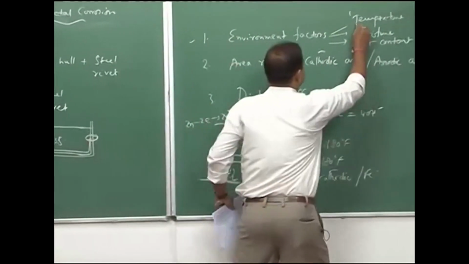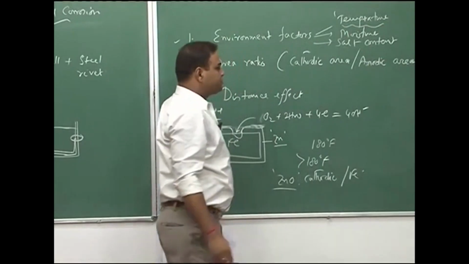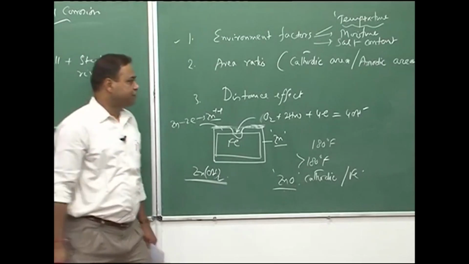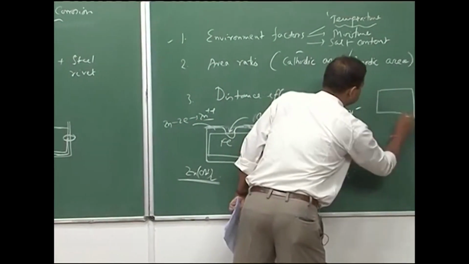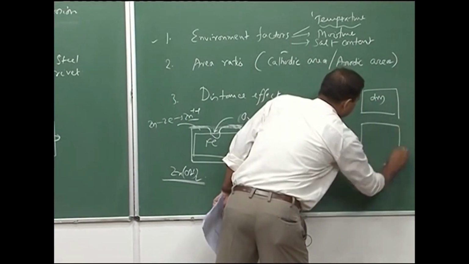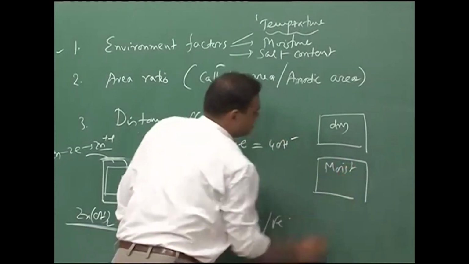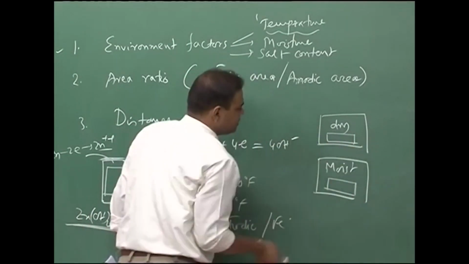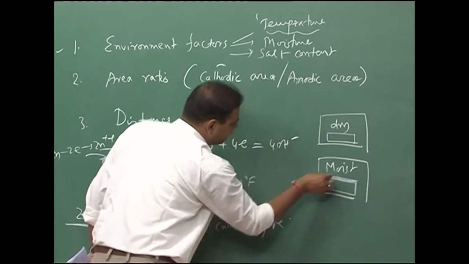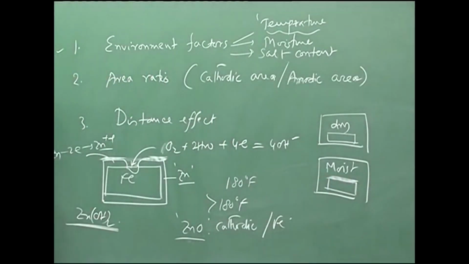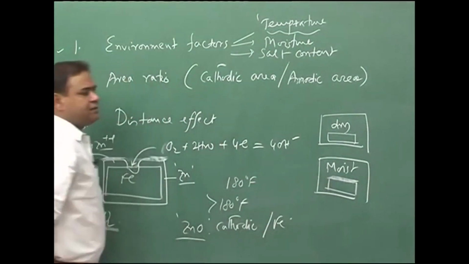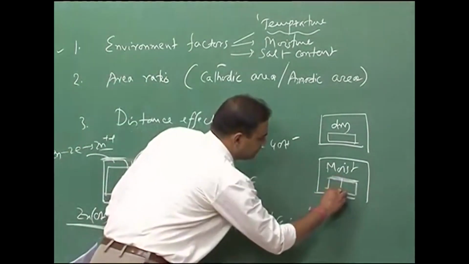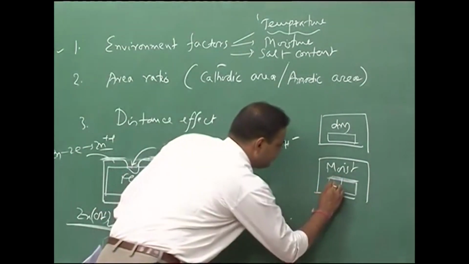Now, this is temperature factor. Another issue is moisture. If there is moisture, of course, then you always have a thin layer of electrolyte on the surface. Let us say this is a dry place and this is moist. So, in the moist case, if we have a metal object, there is a thin layer of moisture on top of the metal, but in the dry place you do not have that.